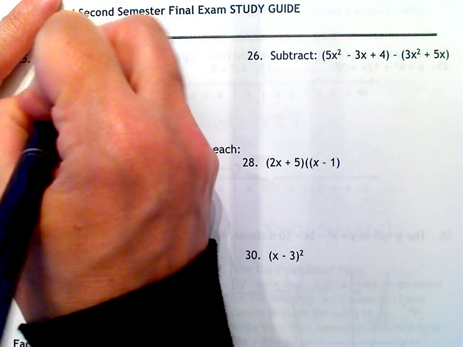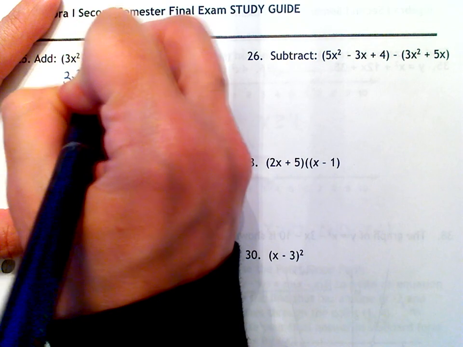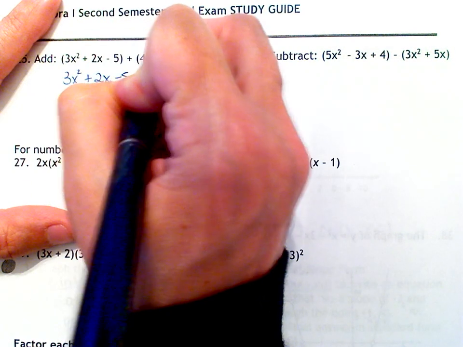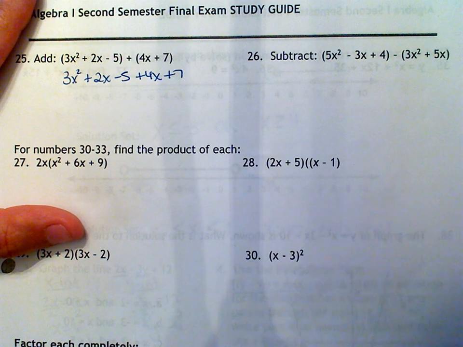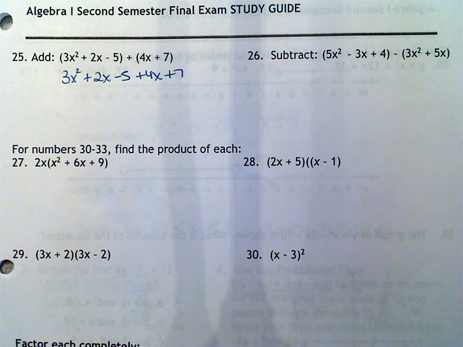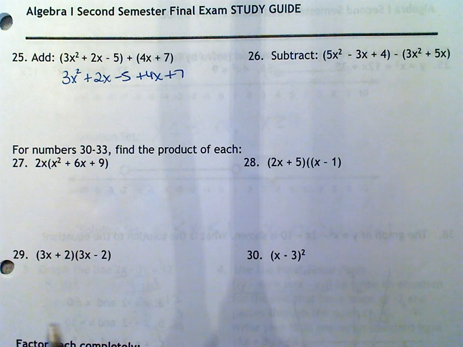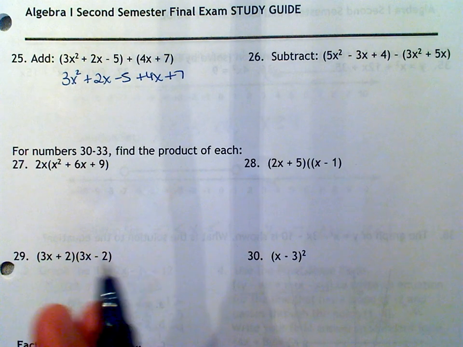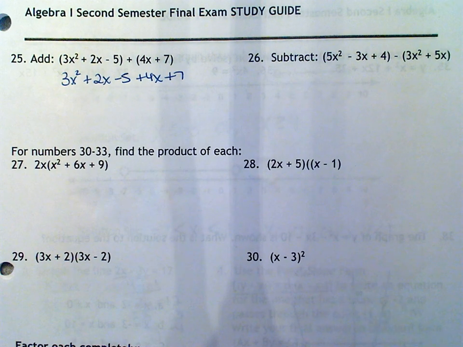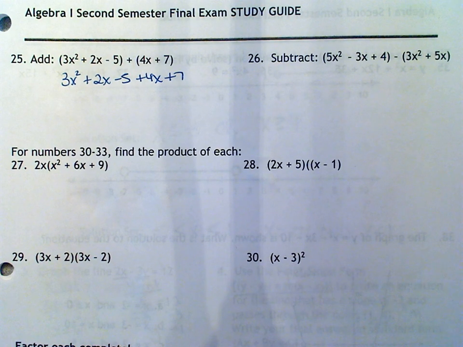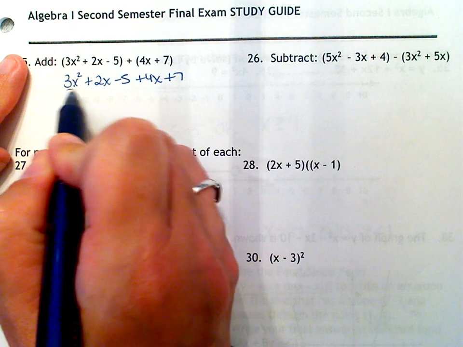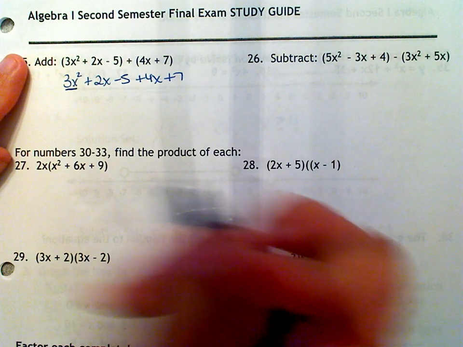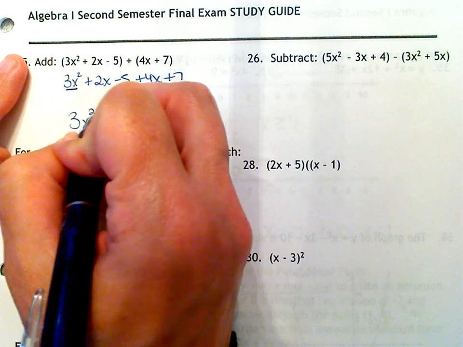So 3x squared plus 2x minus 5 plus 4x plus 7. Okay, so just get rid of the parentheses. Now remember, when you're adding, x squareds cannot be added with x's. X's cannot be added with constants. So when I look, the only x squared I have is this right here. So I don't have anything to combine it with, so bring that down.